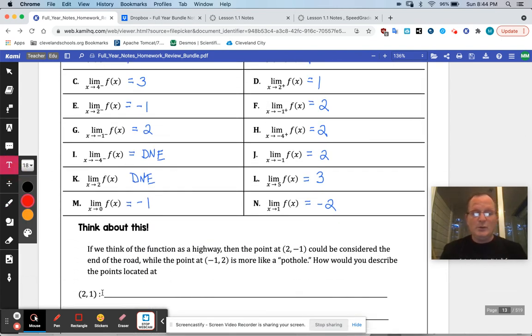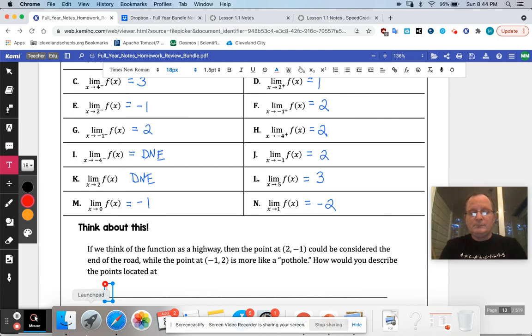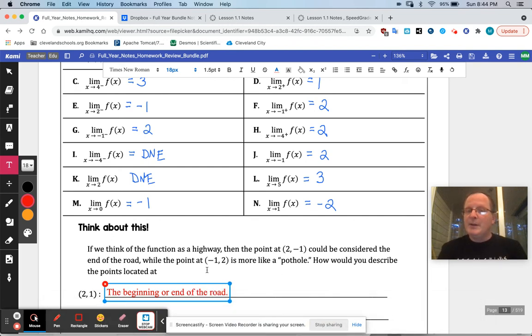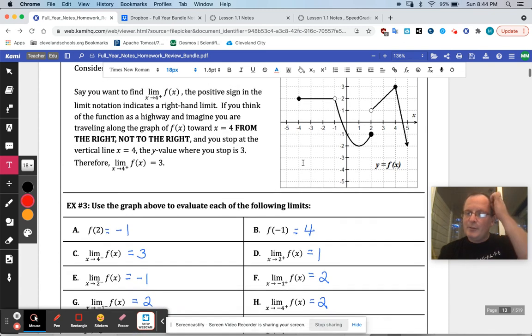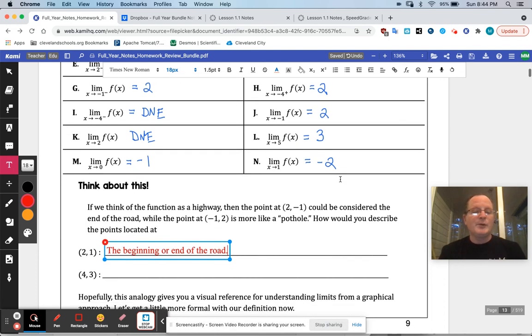So maybe the beginning or end of the road, because you just can't travel past it. If this is a map, that's the end of the road. I don't know how you're going to get on the road over here, but you're not going to be traveling along this road to do it. So I say beginning or the end of the road, depending on which way you're traveling.